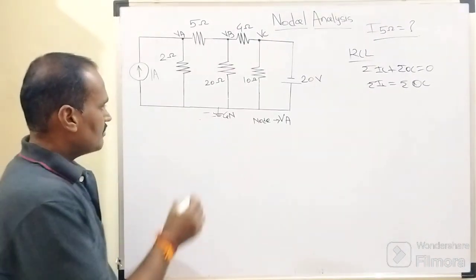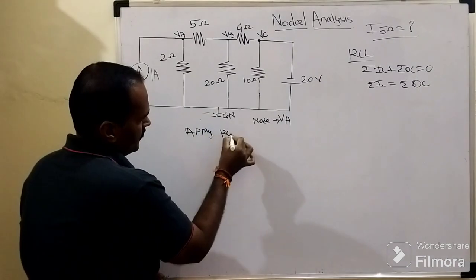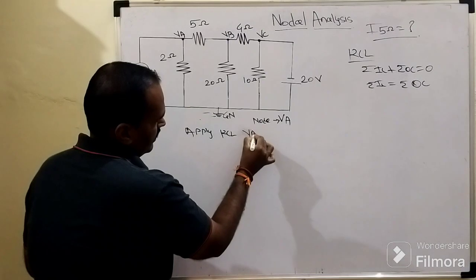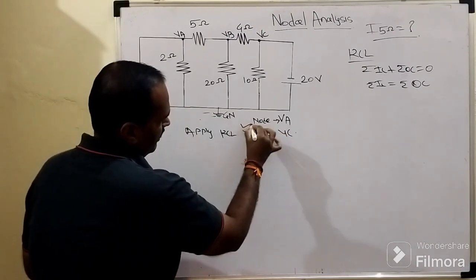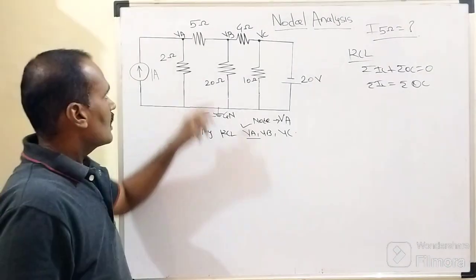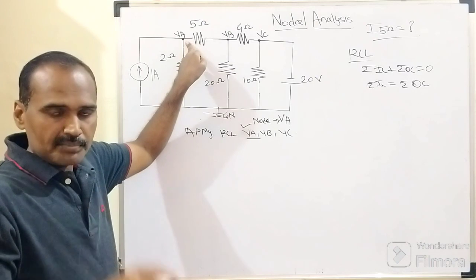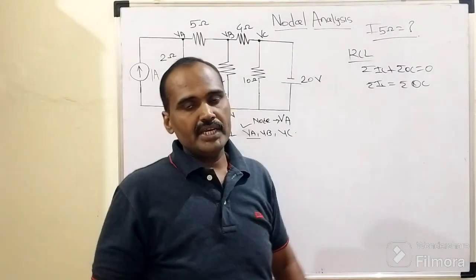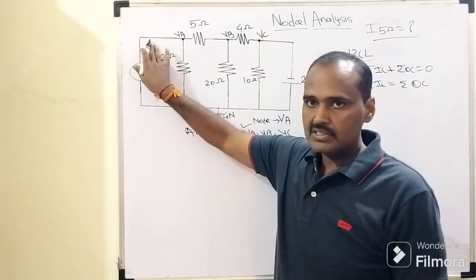Then immediately after that we need to apply KCL at VA, VB and VC. So initially when we apply Kirchhoff's current law to this node potential VA, at this node there are 3 branches which are interconnected to each other. At the same time we need to assume the direction of these 3 branch currents, right? So this is the first branch.